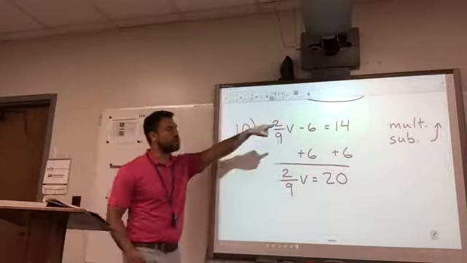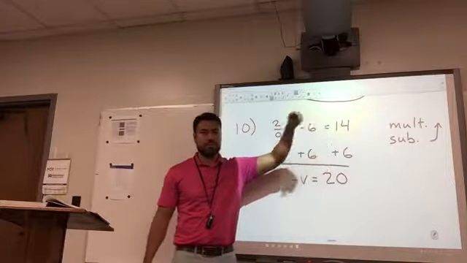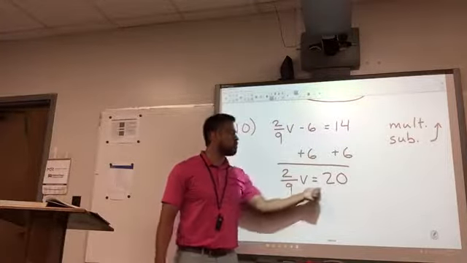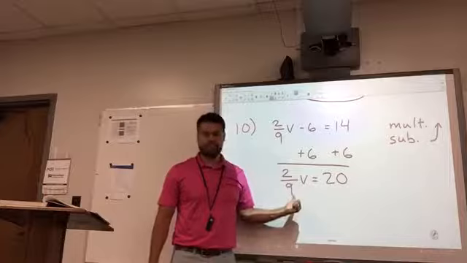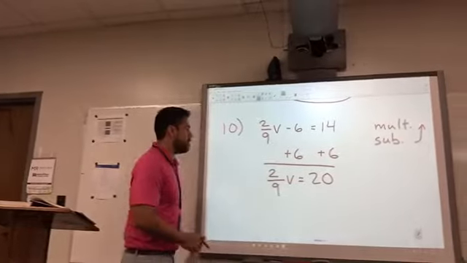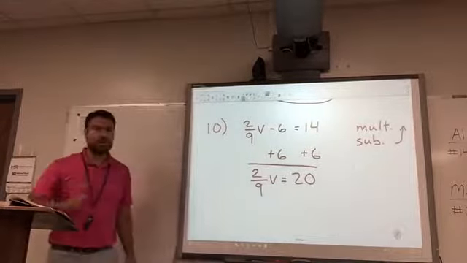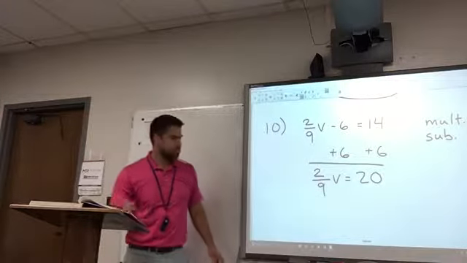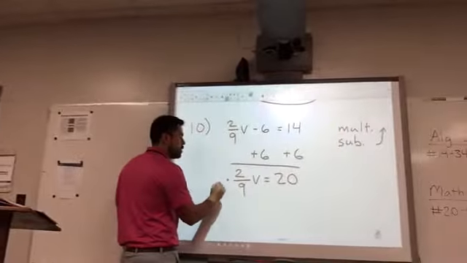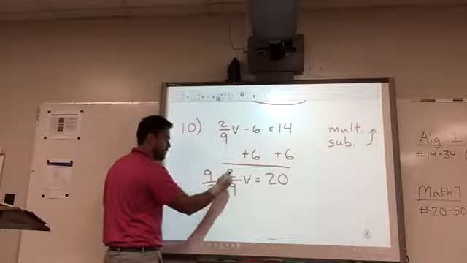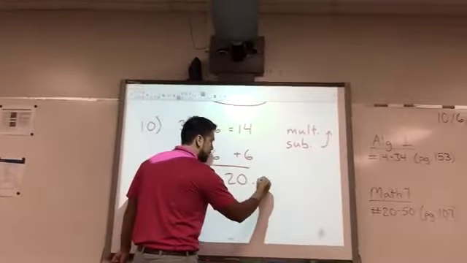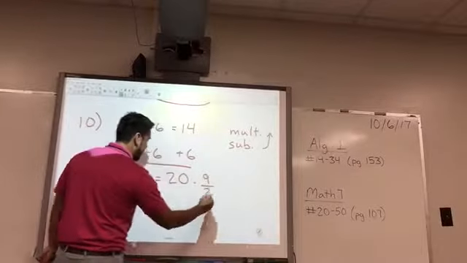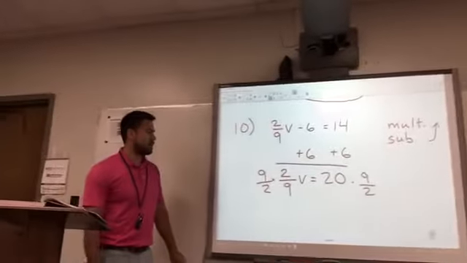So how do you undo multiplication normally? You divide, right? Can I divide both sides by 2/9? And that would work out. But what else can I do? So I'm asking you guys, what else can I do here to get rid of the 2/9 being multiplied? Multiply both sides by the reciprocal of 2/9, which is 9/2. And I'm going to do that to both sides. Multiply both sides by 9/2.